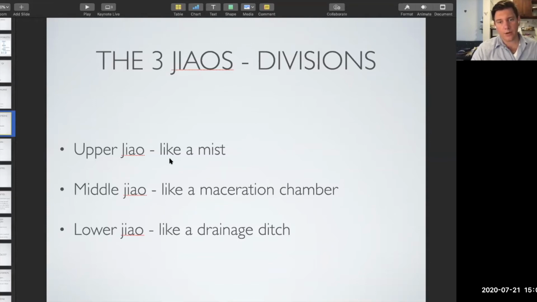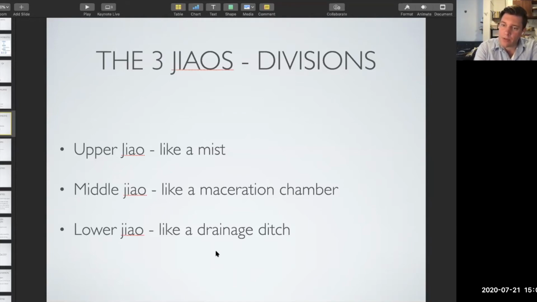This is the other set of phrases that gets used. The upper jiao being like a mist is consistent. Sometimes the middle jiao is called a foam. Sometimes the middle is called a maceration chamber, a place where things are chewed. And the lower jiao gets called a sluice, which is not exactly contemporary English. So I like drainage ditch better.